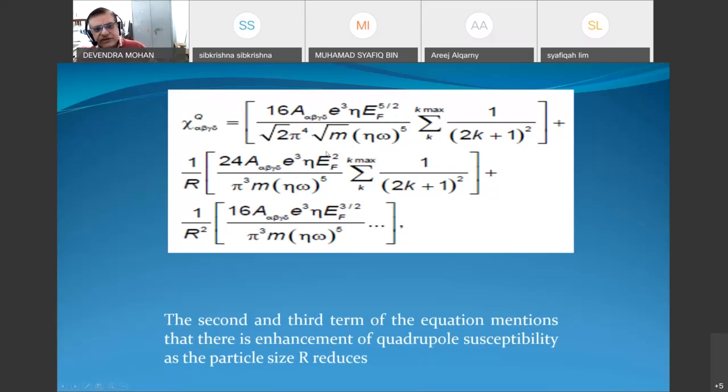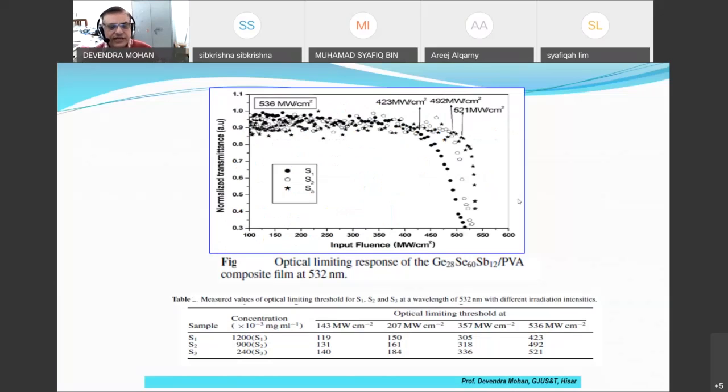So this equation has been derived quantum mechanically. If you go for the second and third terms of this equation, you can see R. This is the particle size. As I was telling you, if we go for nanoparticles, for size reduction, then there is enhancement of the susceptibility, because it is in the denominator as 1 by r, and it is also in the denominator in the third term as 1 by r square. If we go on decreasing the size of the particle, the susceptibility increases. That means simply in the case of nanomaterials, the susceptibility increases. So people are trying to get the optical limiting response and optical nonlinearity in the case of nanomaterials.